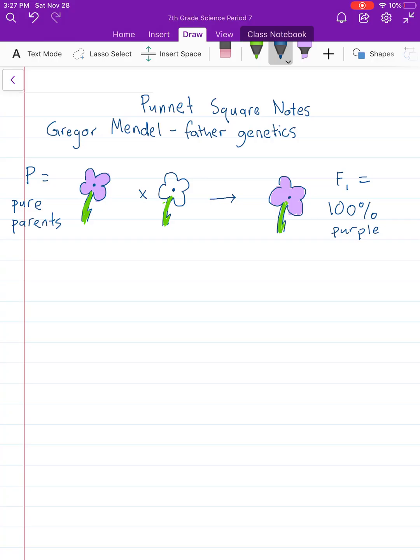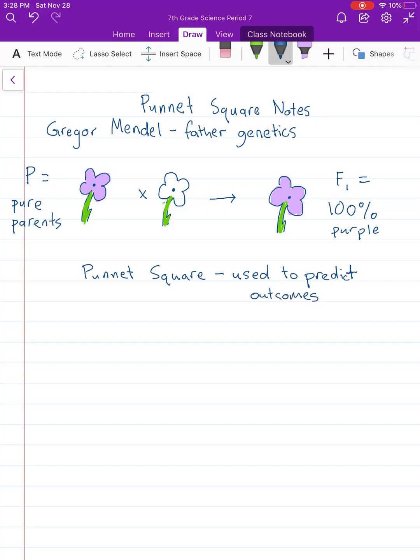So to show that, we used what is called a Punnett square. A Punnett square is used to predict outcomes. It's a device used to predict outcomes.